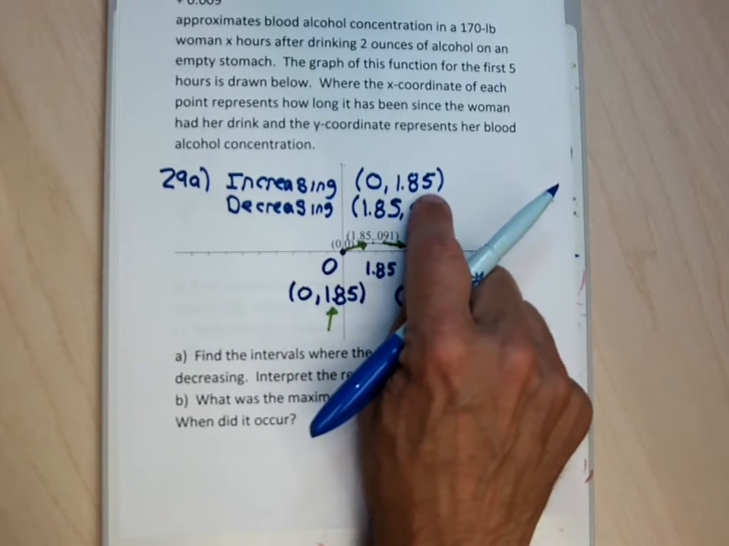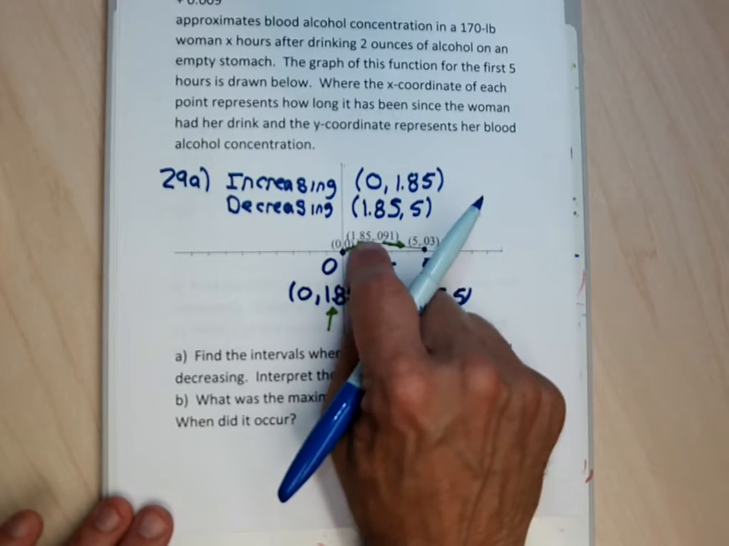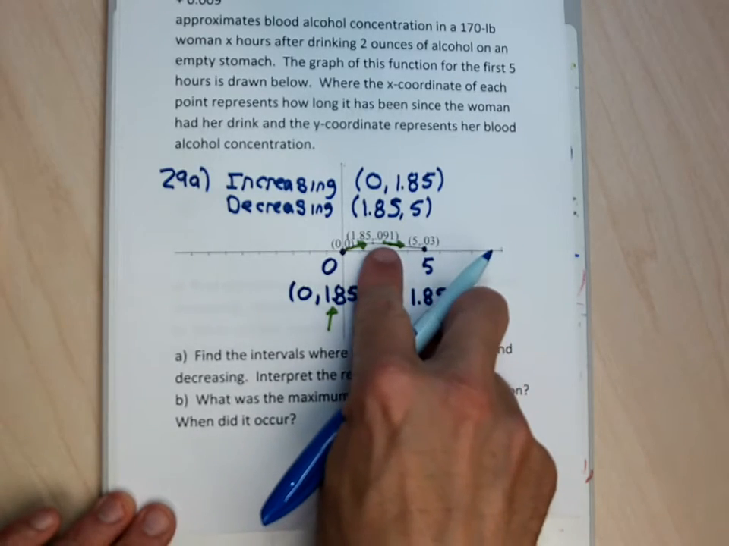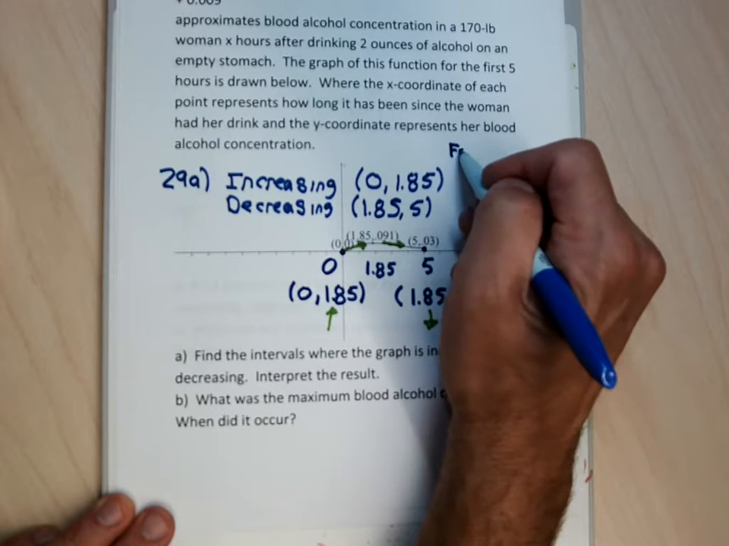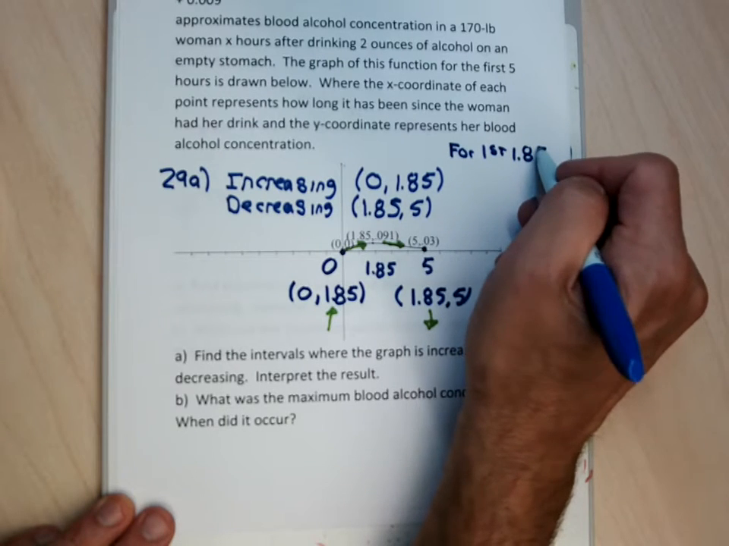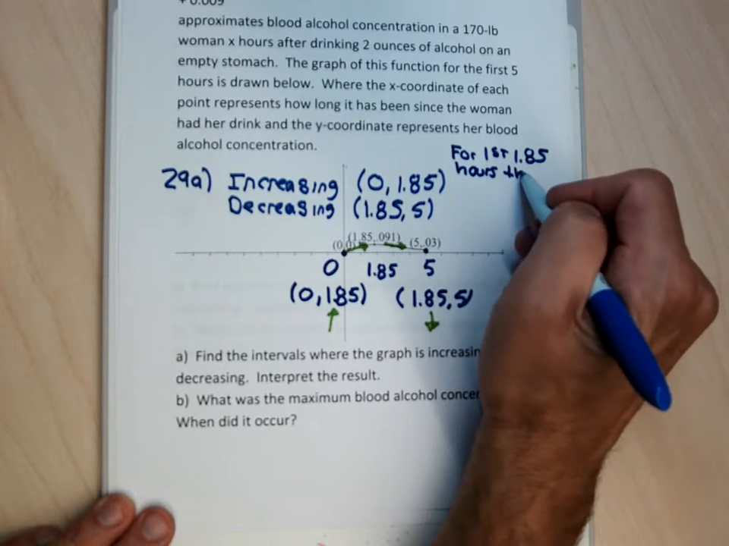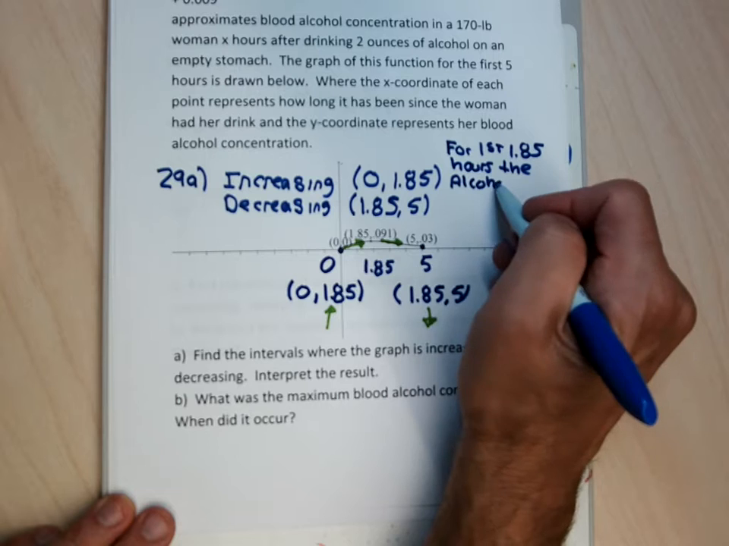That means for the first 1.85 hours, the alcohol concentration in the blood is going up, and then it reaches its maximum concentration. And if you don't take another drink, it'll start going back down, and eventually it'll be out of your body. But at 1.85 hours, you wouldn't be legal to drive. So for the first 1.85 hours, the alcohol concentration is going up. It reaches its maximum, and then it goes back down.